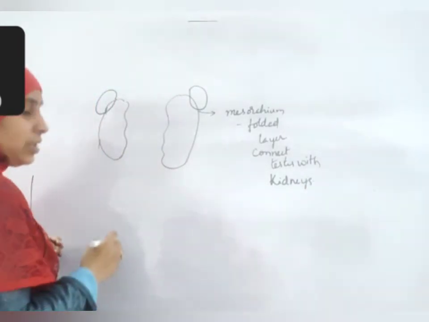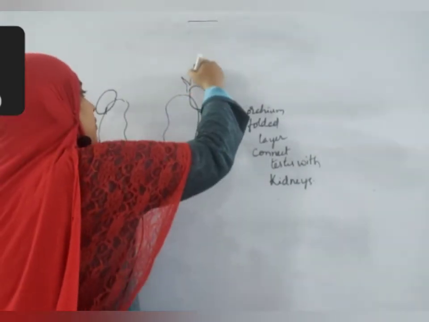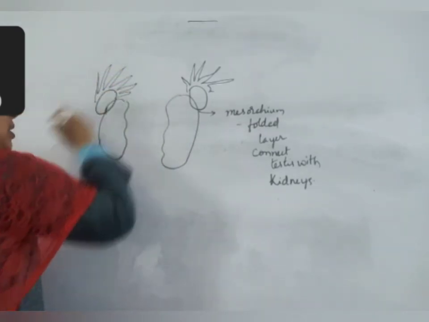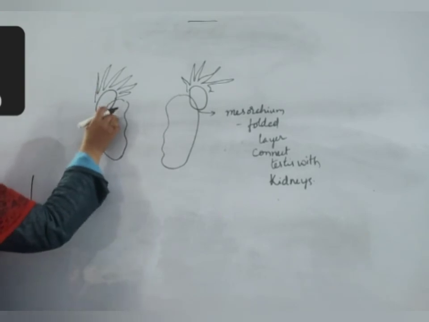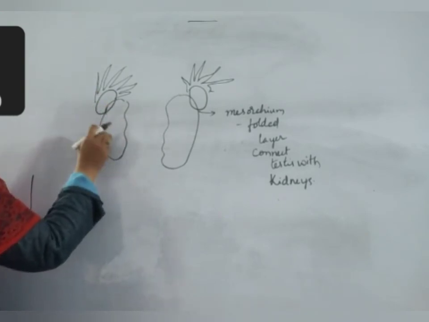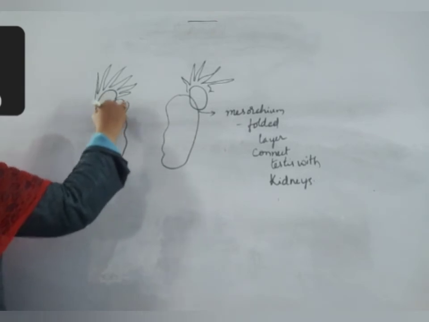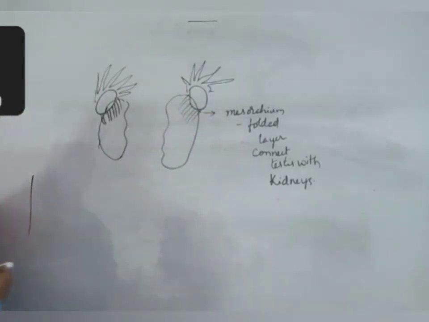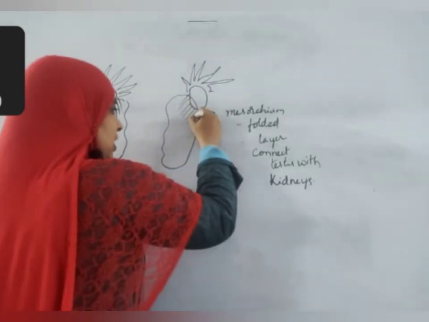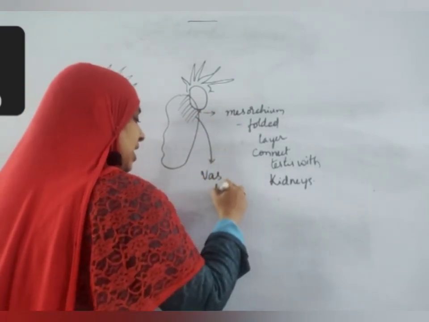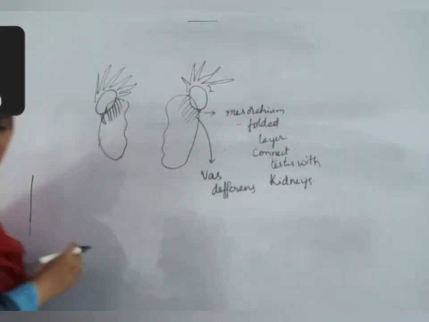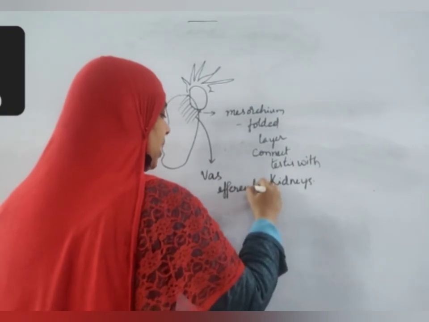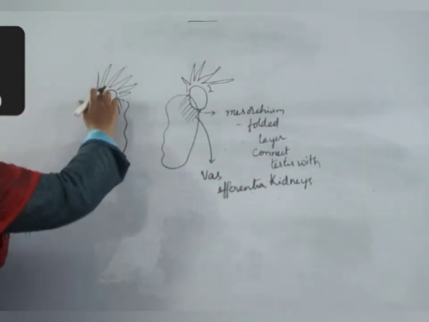Above this testis, there are fat bodies hanging like this. These are fat bodies. And between these kidneys and testis, there are many tube-like structures connected. These tube-like structures which are connecting kidneys with testis are called vasa efferentia. Vasa efferentia is a structure that is connecting the kidneys.